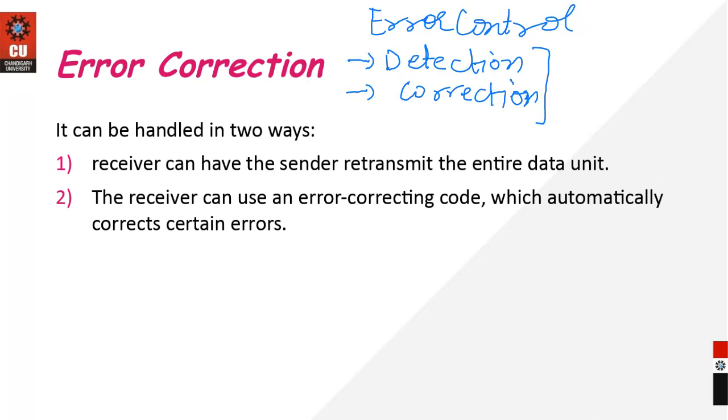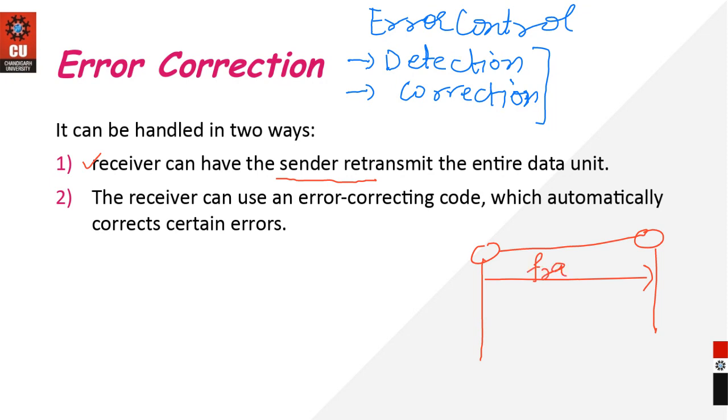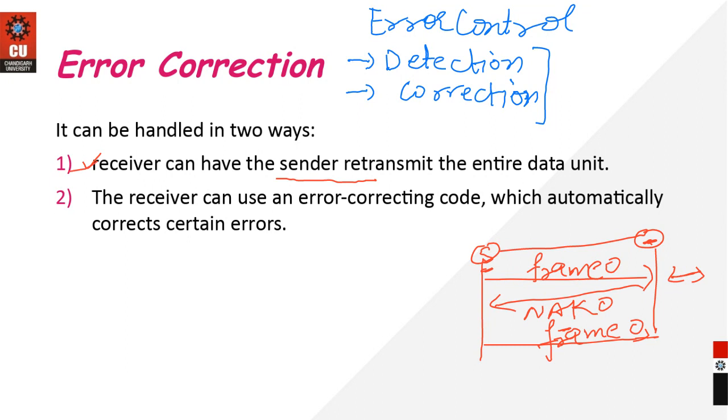How can we do that? We have got two methods. The first method is that the receiver can ask the sender to retransmit the data, right? Suppose there are two parties involved in forwarding the data from sender to receiver. Suppose frame number 0 was sent, but there were errors in a few of the bits. So the receiver can send NAK0 to the sender. When this NAK0 is received by the sender, it will retransmit frame number 0. That is the first method mentioned here.